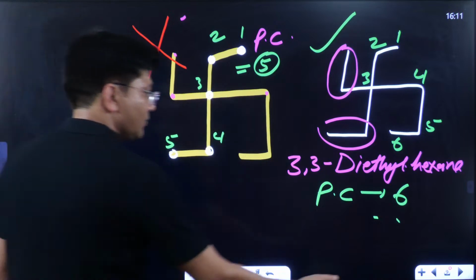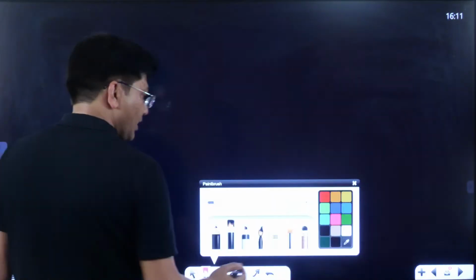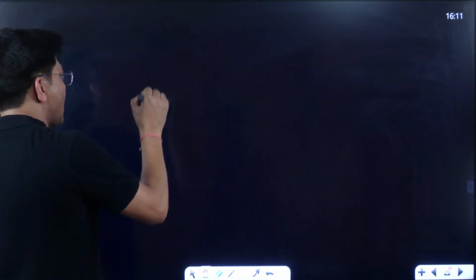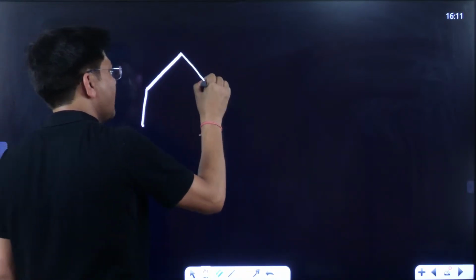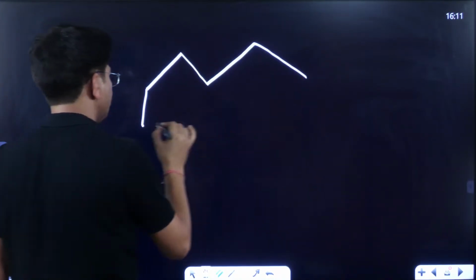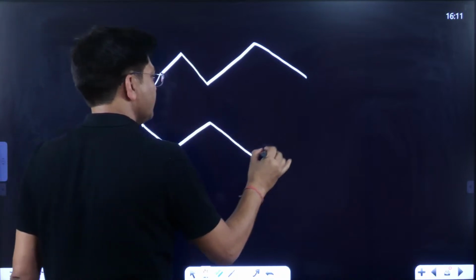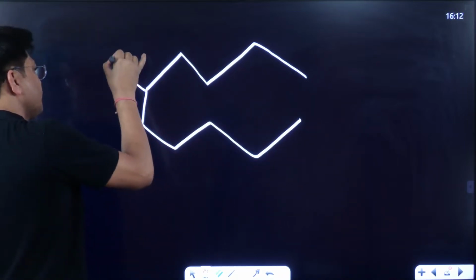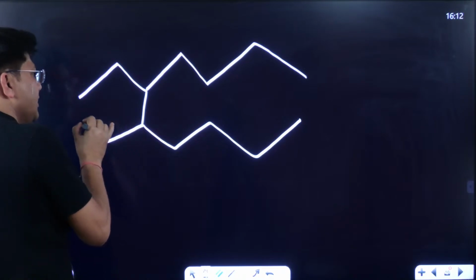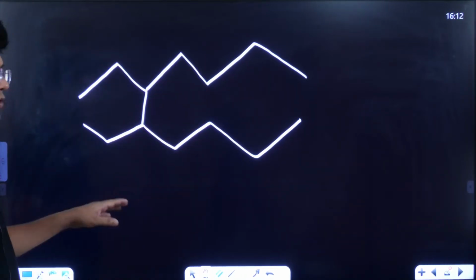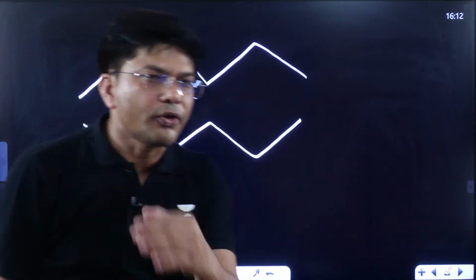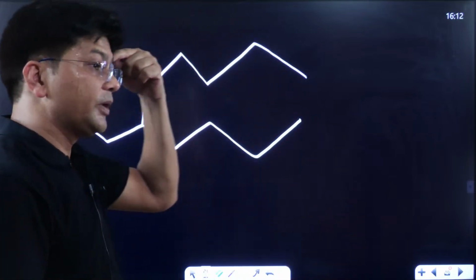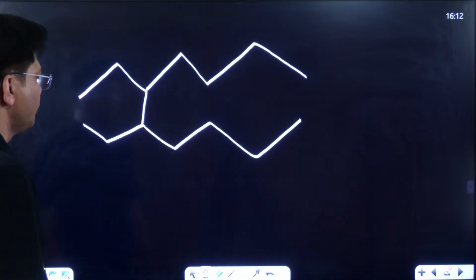Now kids, do let me know what is the IUPAC name of this compound. Kids, try to find out what is the IUPAC name of this compound. Here is your compound. Just try to find out the IUPAC name of this compound. Everyone do let me know.